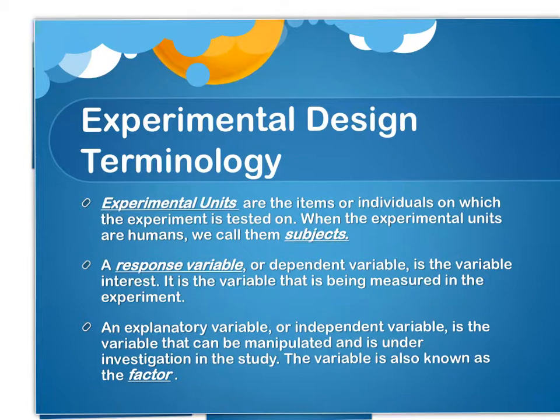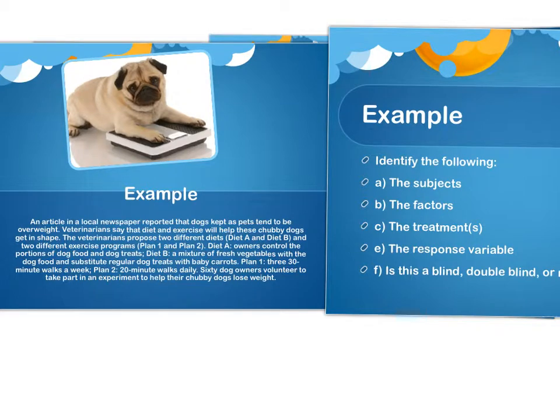So let's look at an example. An article in a local newspaper reported that dogs kept as pets tend to be overweight. Veterinarians say that diet and exercise will help these chubby dogs get in shape. The veterinarians proposed 2 different diets, Diet A and Diet B, and 2 different exercise programs, Plan 1 and Plan 2. In Diet A, owners control the proportion of dog food and dog treats. In Diet B, a mixture of fresh vegetables is added with the dog food and regular dog treats are substituted with baby carrots. In Plan 1, there are 3 30-minute walks a week, and Plan 2 is 20-minute walks daily. We have 60 dog owners volunteer to take part in an experiment to help their chubby dogs lose weight.